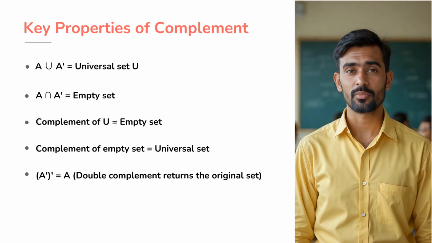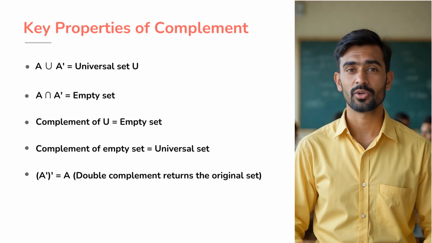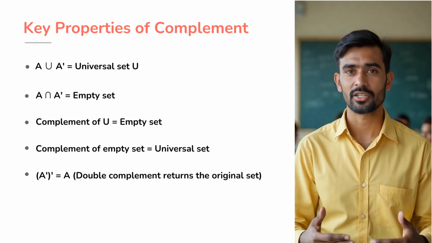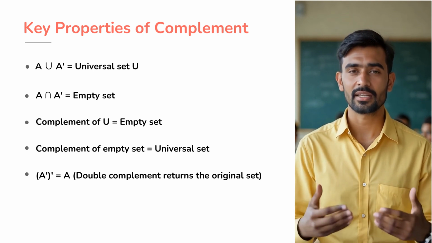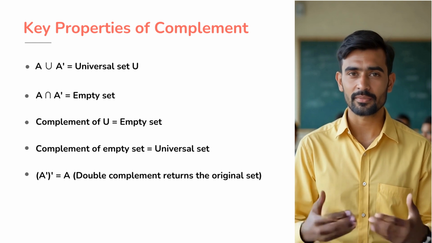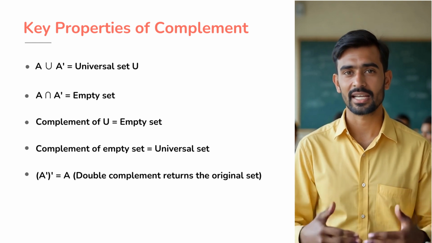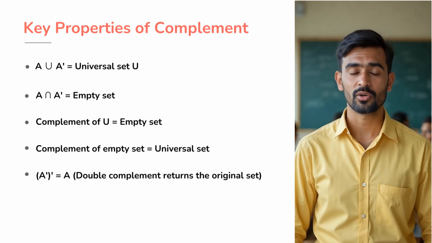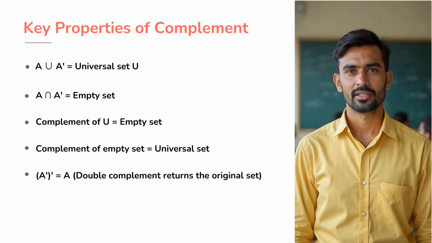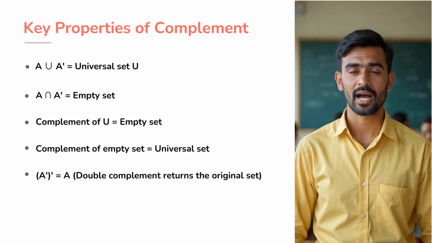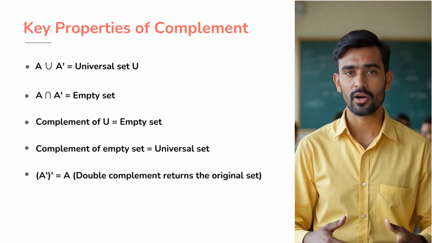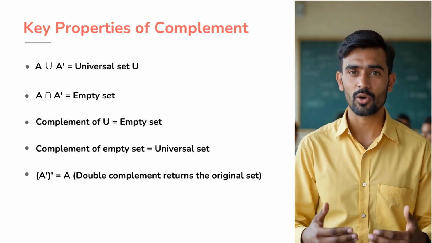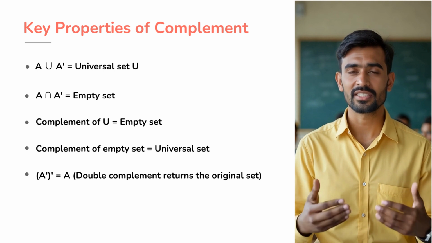Here are some important properties of complement. A union A complement equals the universal set. A intersection A complement equals the empty set. The complement of the universal set is the empty set. The complement of the empty set is the universal set. Taking the complement twice gives you back the original set: the complement of A complement equals A. These properties help solve complex expressions involving multiple sets.